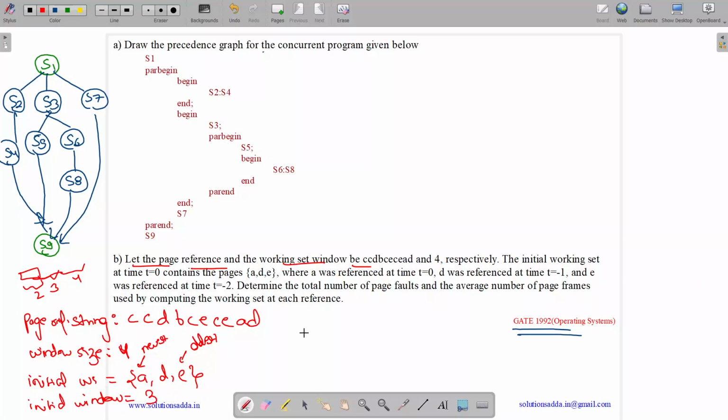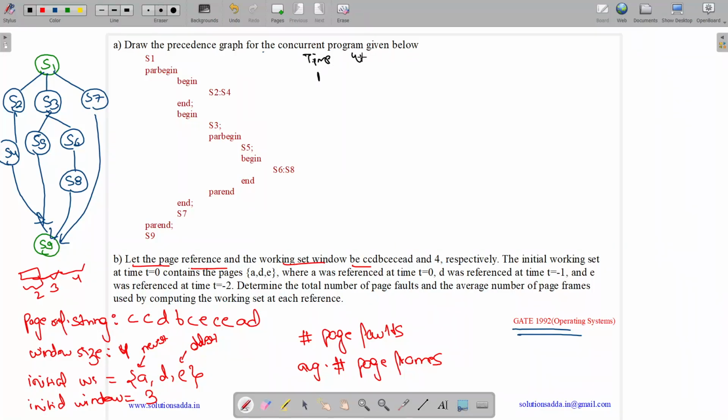Determine the total number of page faults, and the average number of page frames used while computing the working set at each reference. Okay, so let us draw the table for this first. The table will have certain entries. What are those entries? We have the time. At t equal to 0, A came, so time will start from 1.